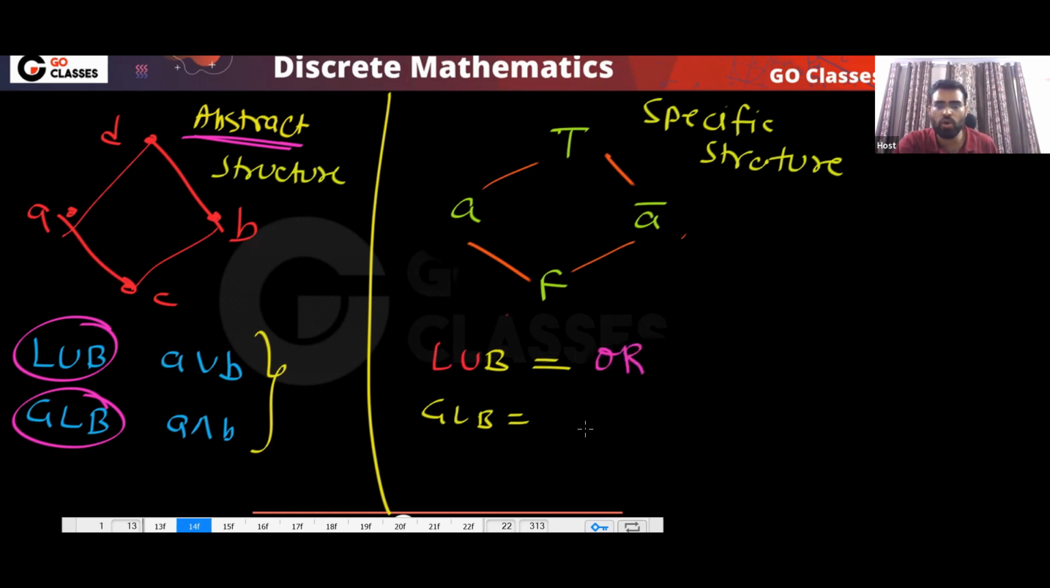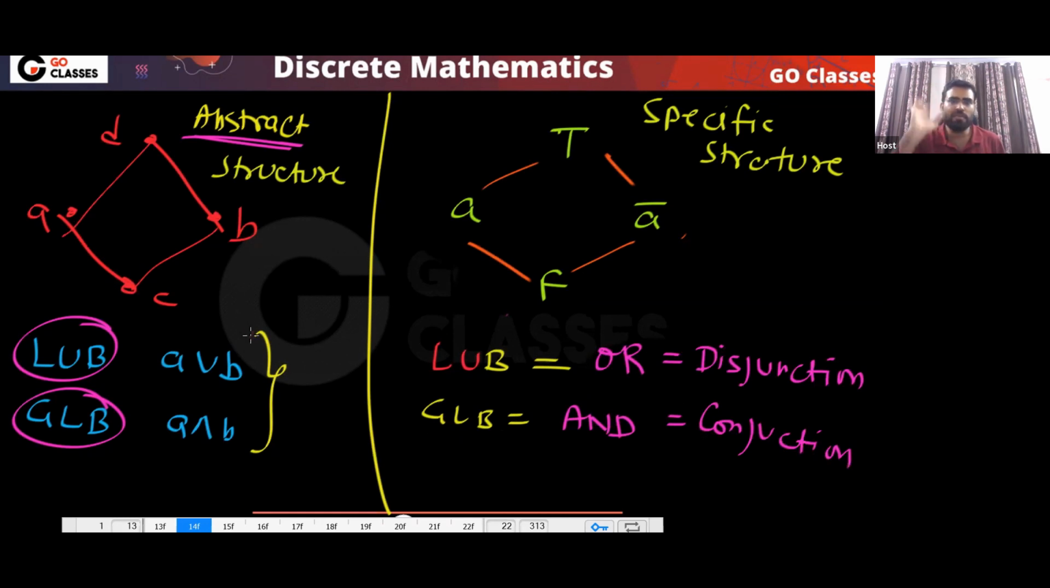LUB is basically the or. LUB is or, and GLB is basically the and, the conjunction. LUB is basically the disjunction. If you notice, LUB is disjunction, and this is a conjunction. Okay, so that's it.